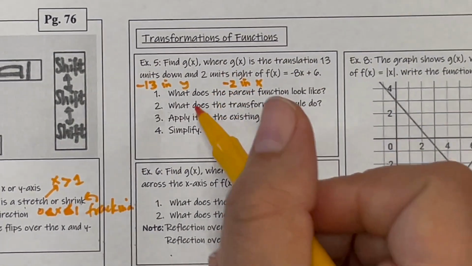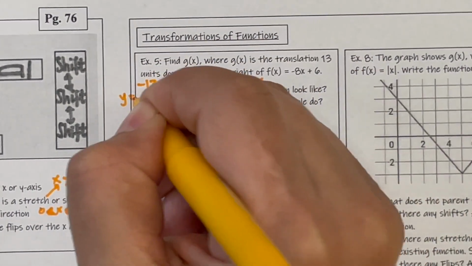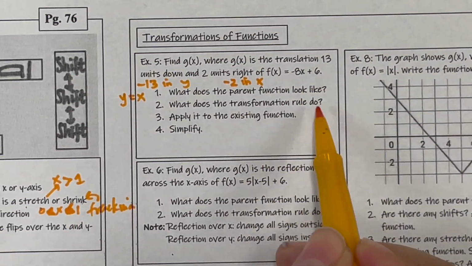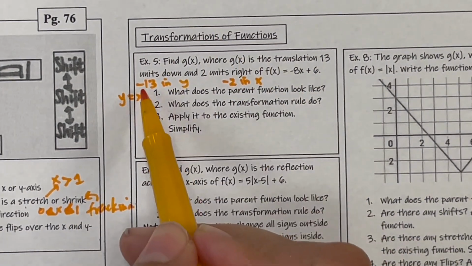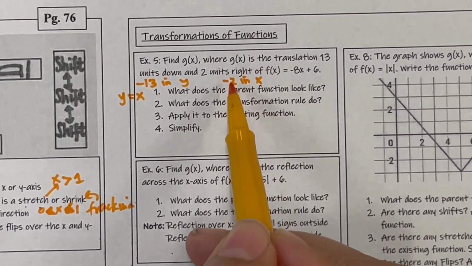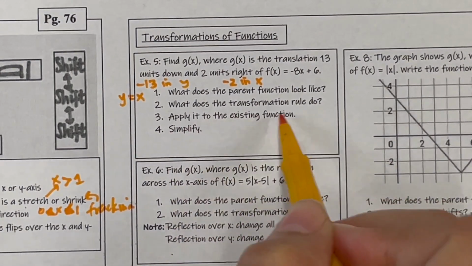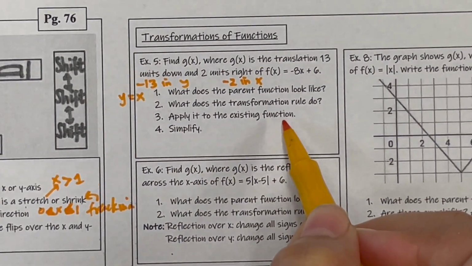All right, so let's read the question. What does a parent graph look like? So what is this? This is y equals x. Okay, it's just linear. What does the transformation rule do? We just talked about that. It's going to go 13 down in y and right, which is -2 in x. Apply to the existing function. All right, so what is my existing function?